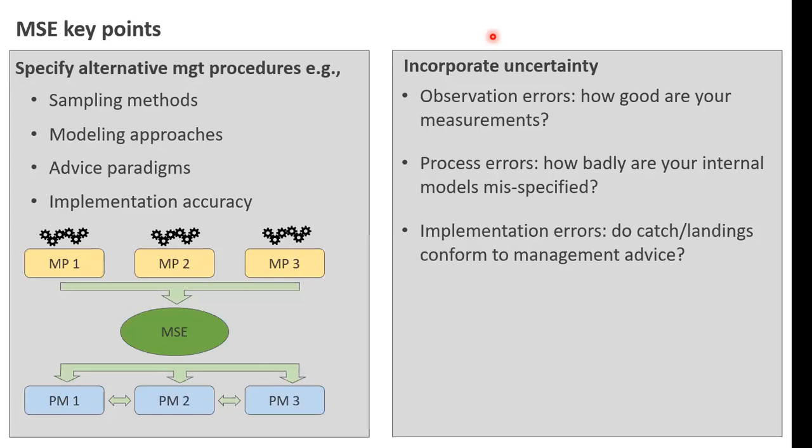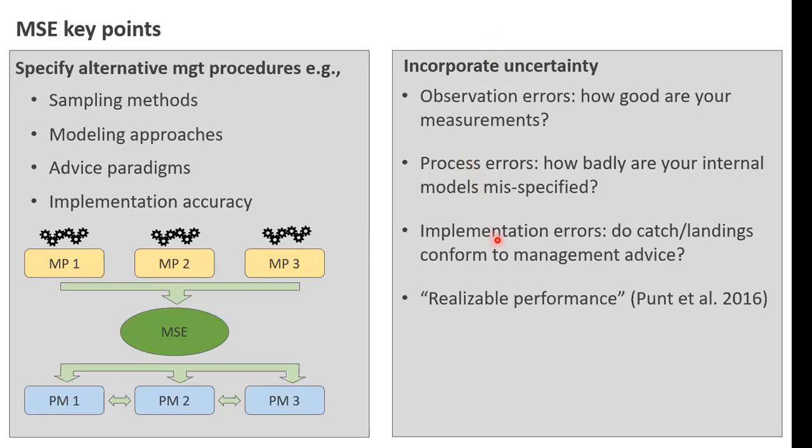And then implementation errors, how closely do catch and landings conform to that management advice, is another source of uncertainty. And I like the way that Andre Punt put this. He has a really good review paper here. When he talks about uncertainty, he says it's important so that we can understand the realizable performance of each of the management procedures.